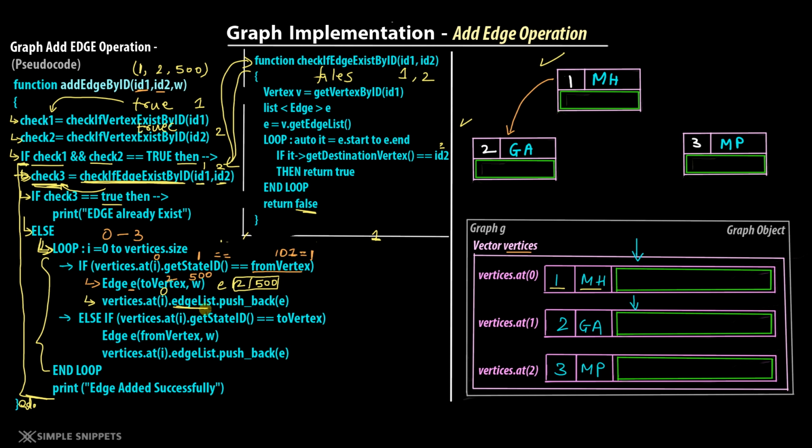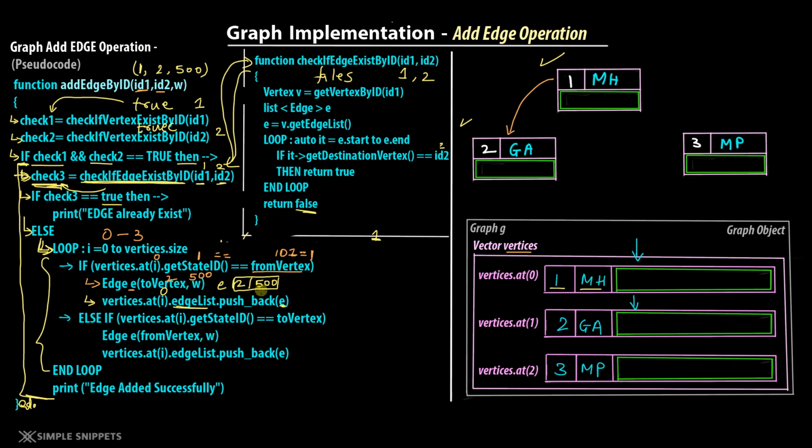List is nothing but an STL, so it will have its inbuilt functions. One of them is push_back. You have to write it as it is. What push_back does is it adds a particular element into the list. So what you are adding, you are passing this E object as it is.